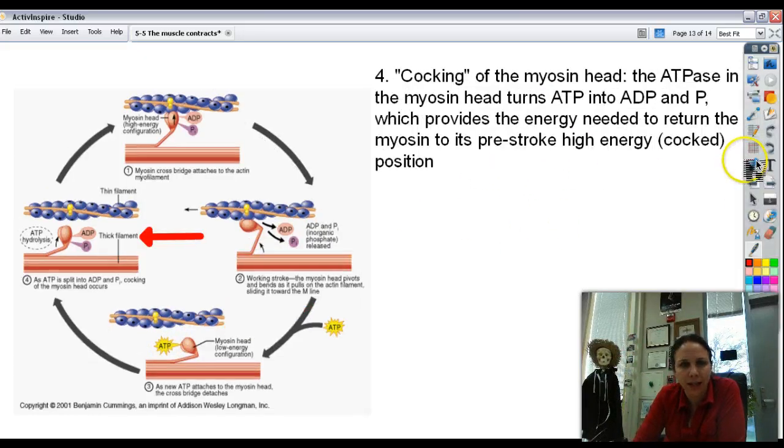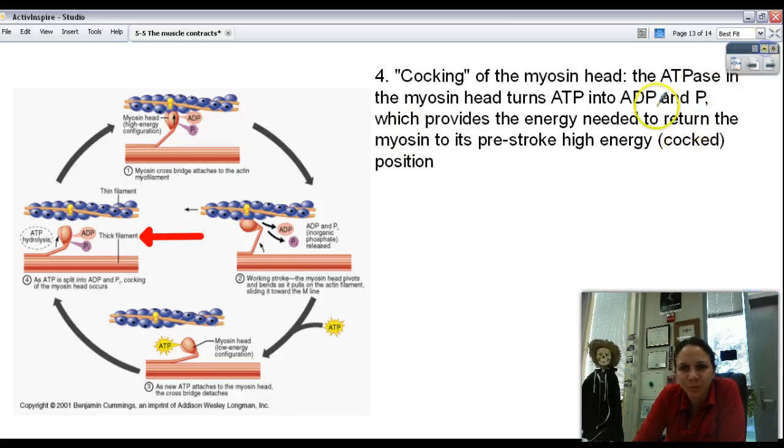Next thing, last thing, is the cocking of the myosin head. And if you smiled or giggled right there, seriously, it's the word cocking, okay? Get over it. So what happens here, and you see the big red arrow showing it right here, we need to get the myosin head ready to go to grab onto the next actin. So cocking of the myosin head, the ATPase, remember -ase means enzyme, so right here, there's ATPase, which is going to take ATP and split it into ADP and phosphate, just like we had up here.